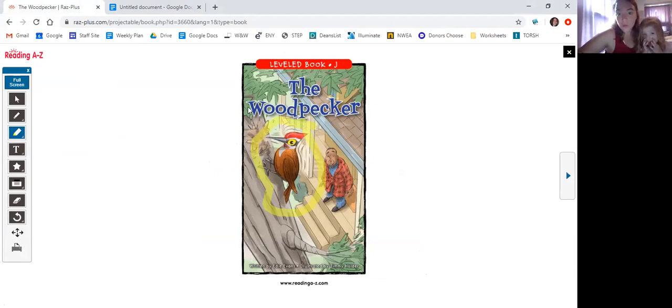And we can see in the word woodpecker that we have two words that we already know. This is called a compound word. So we say woodpecker. Do with me. Woodpecker. Your turn. Woodpecker. All right, nice job. Let's go ahead and get started reading The Woodpecker.